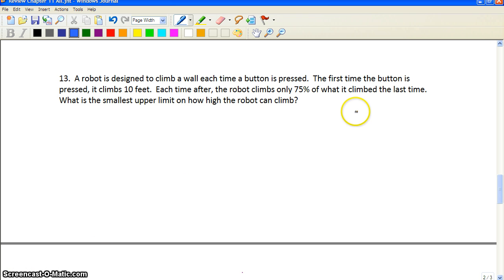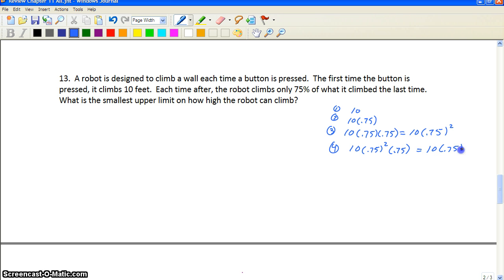It's going to be geometric because the first time is going to be 10, that's the distance. The second distance is going to be 10 times 0.75. The third distance is going to be 10 times 0.75, and then times 0.75 again, which is going to be 10 times 0.75 to the second. Notice this is the first step, that's the second step, that's the third step. And then the fourth step is going to be the previous one times 0.75 again, which is going to be 10 times 0.75 to the third.